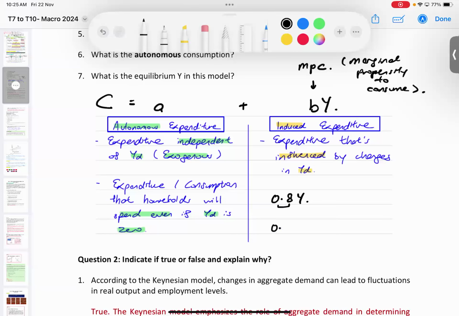If I say 0.7Y, that means for every $1 you earn, you spend 70 cents of it. So therefore it is dependent on the income that you earn. So this is what I call induced expenditure or induced consumption.